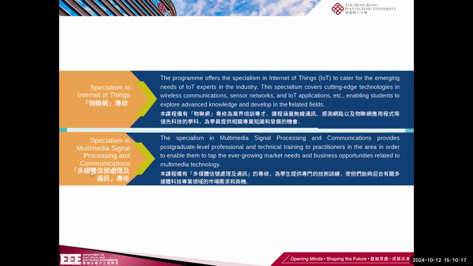Then we also have the other specialism, multimedia signal processing and communications. In this specialism, you also have a chance to select subjects related to hardware and software at the same time.